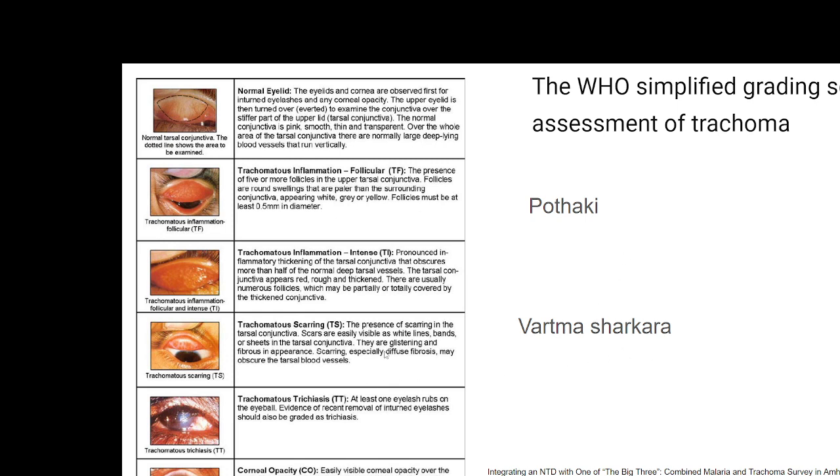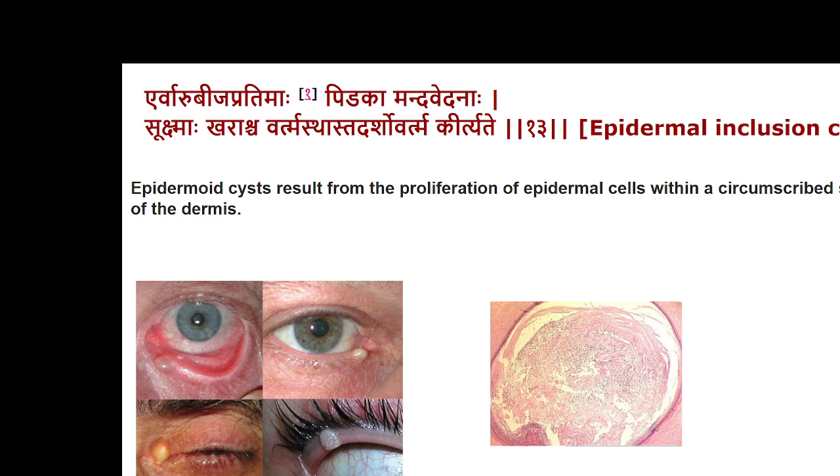So now you give it a grading and then give a grading number like TS, TI, and so on. Whereas Sushruta had graded this as Pothaki and Vartmagata. So exactly the same issue. There is nothing new in that grading. Whatever Sushruta has mentioned is really the grading as such.